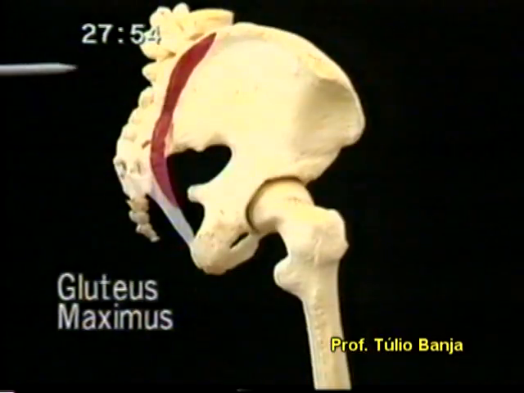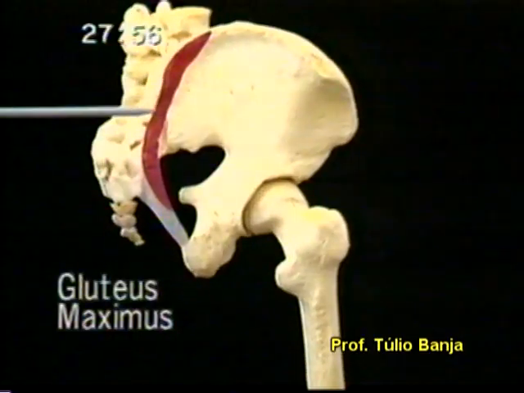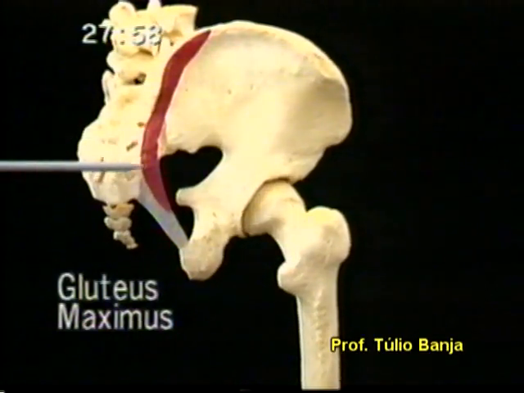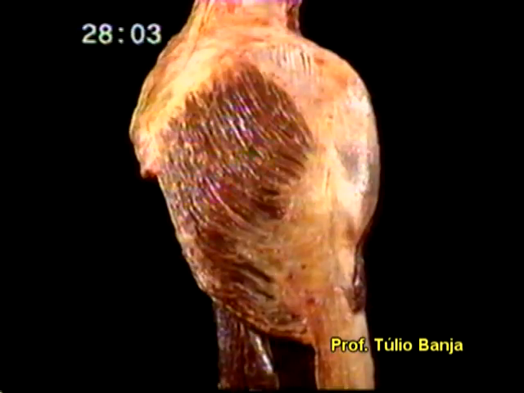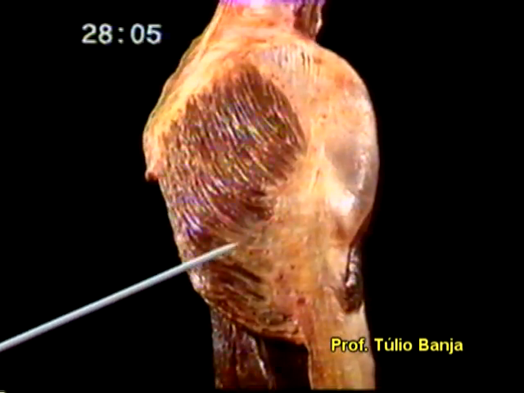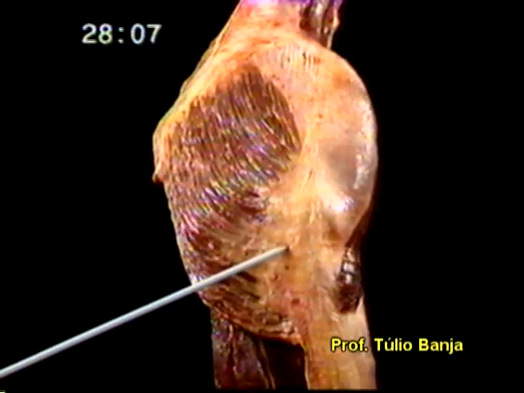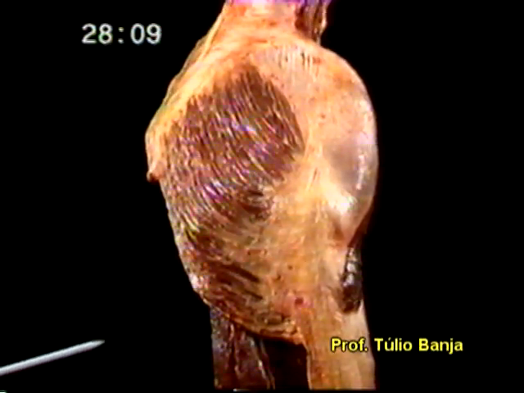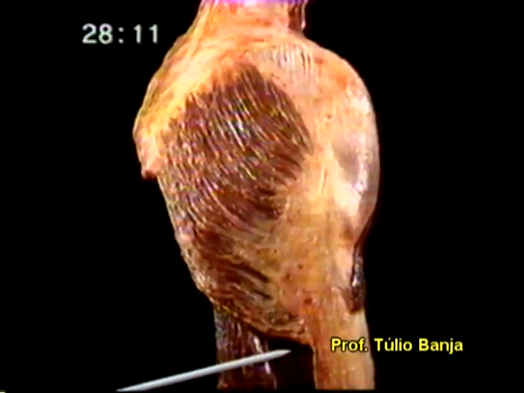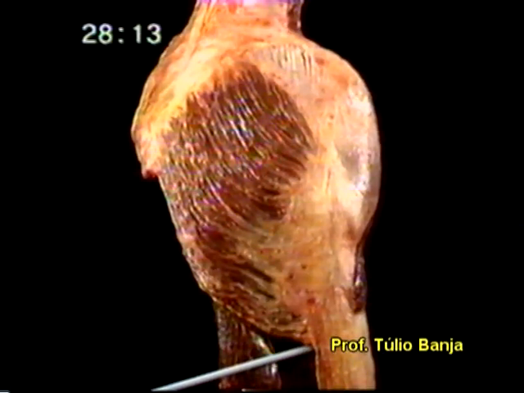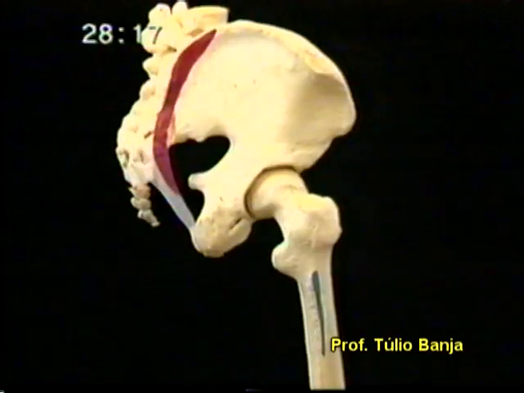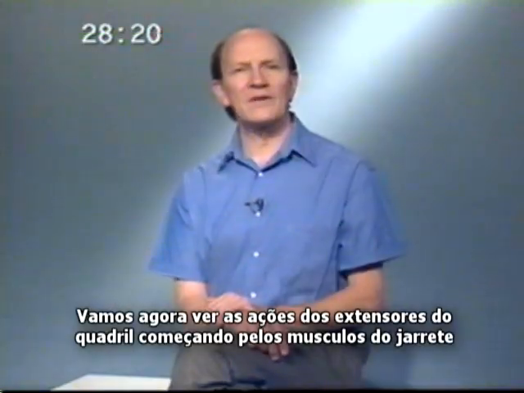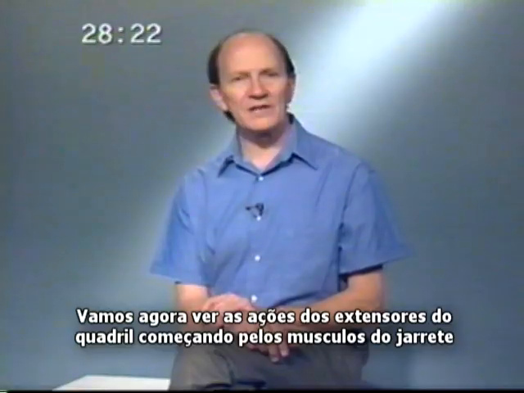Gluteus maximus arises from here on the back of the ilium, and from the side of the sacrum, and from the sacrotuberous ligament. The upper 3/4 of gluteus maximus inserts into the iliotibial tract. The lower 1/4 of gluteus maximus passes more deeply and inserts here on the back of the femur on the gluteal tuberosity. Now let's look at the actions of the hip extensor muscles, starting with the hamstring muscles.